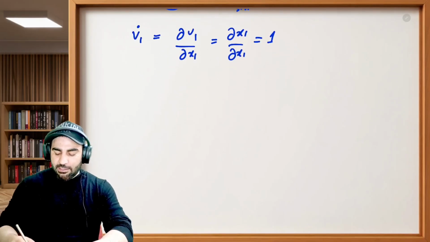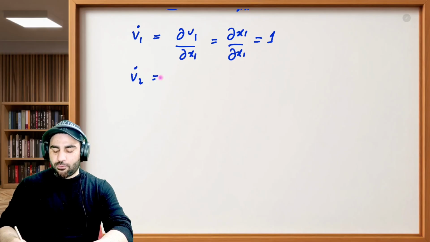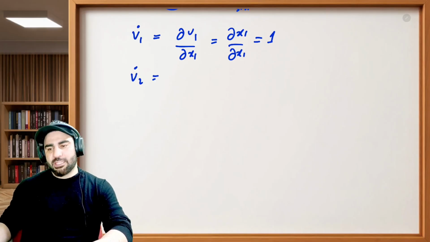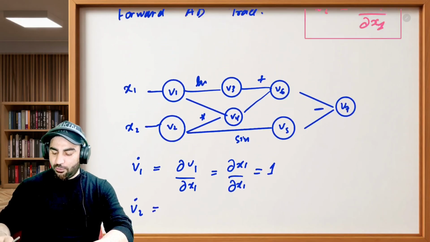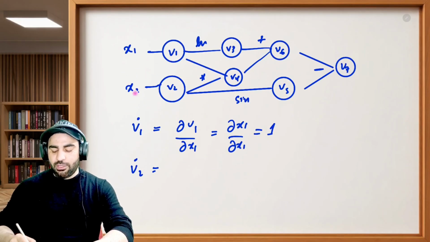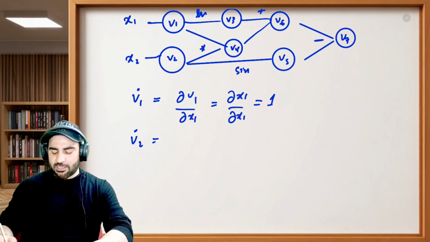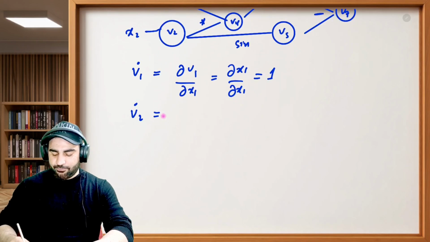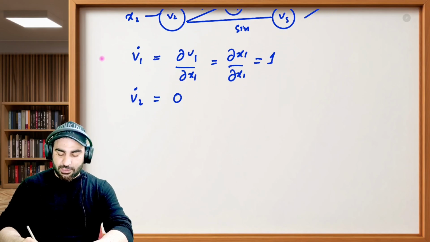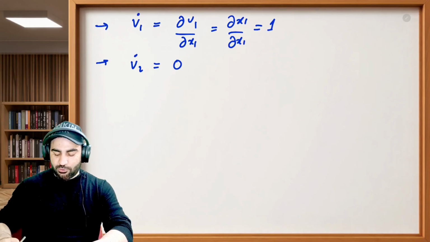Then we'll see v2 dot. We want to find the derivative of v2 with respect to x1. How to do that? If you see v2, it's equal to x2. If you take the derivative of x2 with respect to x1, that is equal to 0. Okay, I'll write arrows over here to keep a trace of this.